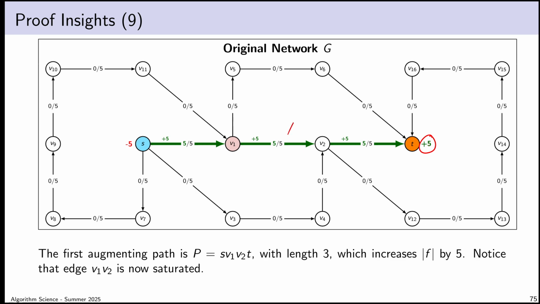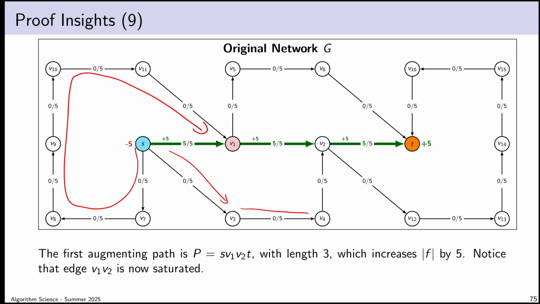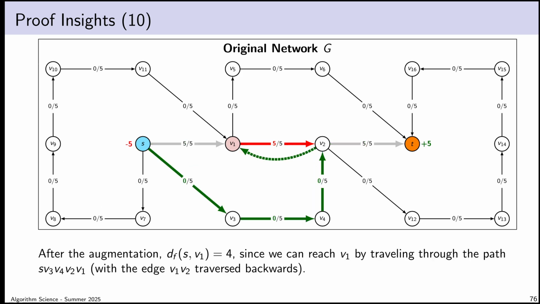And so notice that this edge, among others, this is not the only edge to which this applies, but certainly the edge V1, V2 is now saturated. The question is, can I still get to V1 from S? And the answer is yes in 2 ways. So I can still reach V1 from S in the residual network. I could either go all the way around and get to V1 along the outside, but I could actually also go down to V3, over to V4, up to V2, and then backwards to V1 along the edge V1, V2, because I can always return these 5 units of flow to sender.